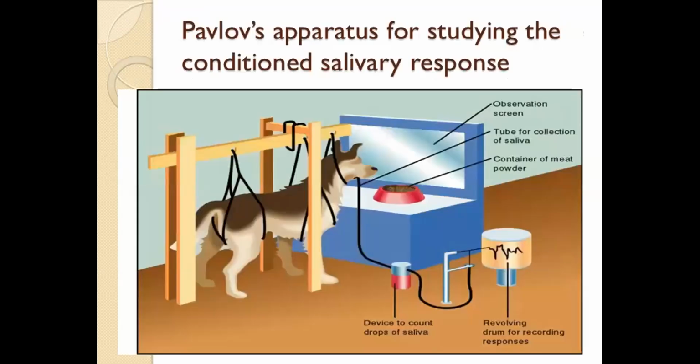This is a Pavlov apparatus for studying the conditioned salivary response. It consists of an observation screen from which Pavlov observed the dog's behavior, and a tube which is connected to the mouth of the dog for collection of the saliva, and there is a device attached which is used to count the drops of the saliva.